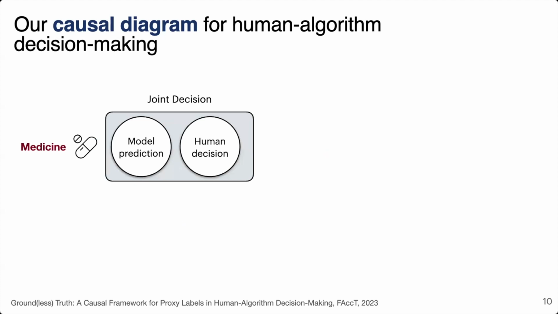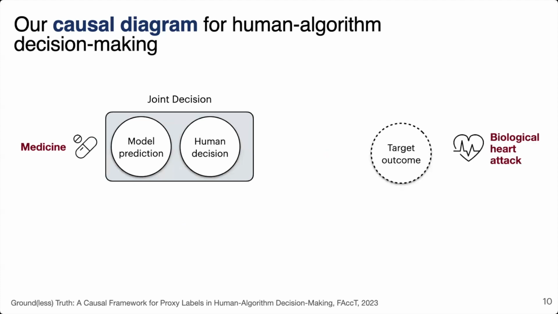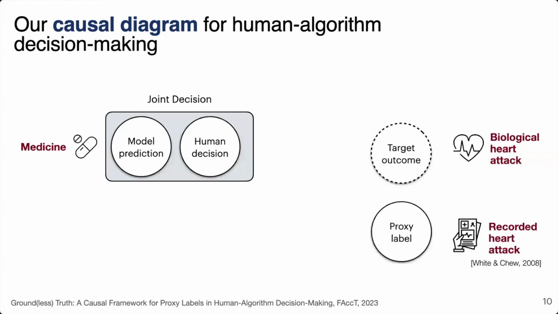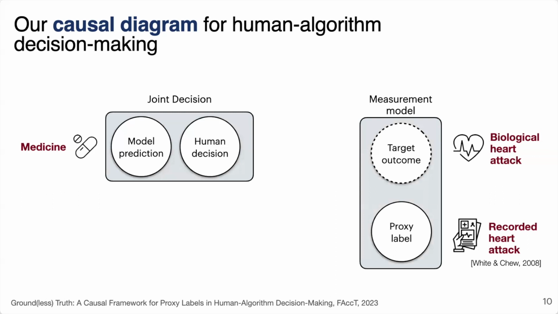Now, the goal here is to predict a target outcome, which in this case is biological heart attack. But instead, we have access to a proxy variable, which contains heart attack diagnosis in medical records. Heart attack diagnosis is often an imperfect proxy for actual biological heart attack, because as many as 45% of heart attacks are so-called silent and go undiagnosed. However, we can think about characterizing the relationship between the target and proxy outcomes via a measurement model. I'll give some examples of these later on in today's talk.